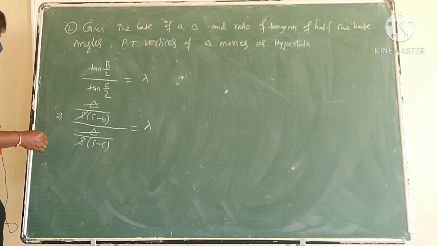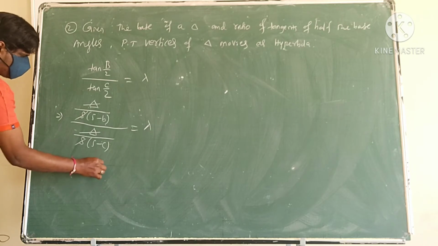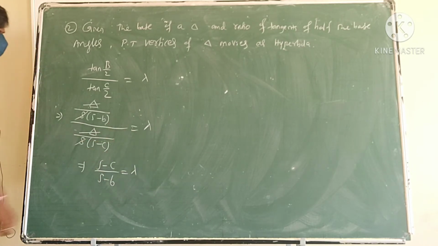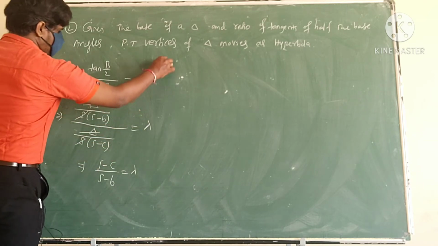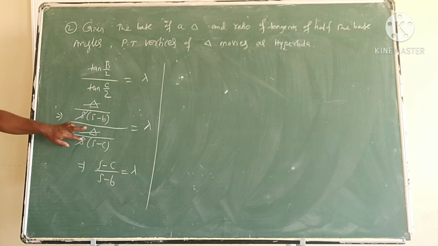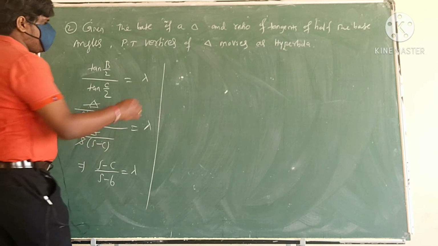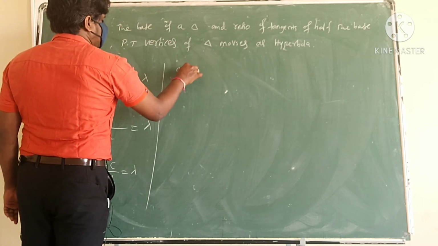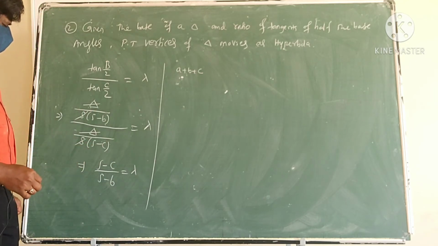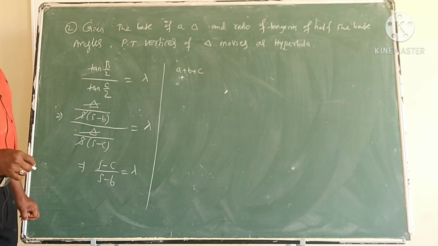So what you got here? S minus C by S minus B is equal to lambda. Understood? ये समझ में आया? S minus C by S minus B is equal to lambda. ये ऊपर हो गया ना ट्रांसफर. S means what? सेमी पेरीमीटर, A plus B plus C, है ना, A plus B plus C by 2.